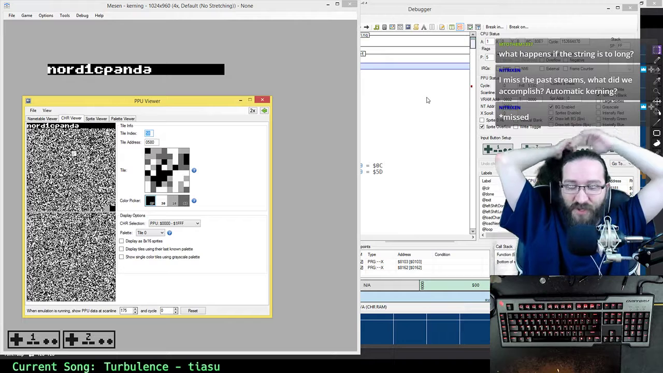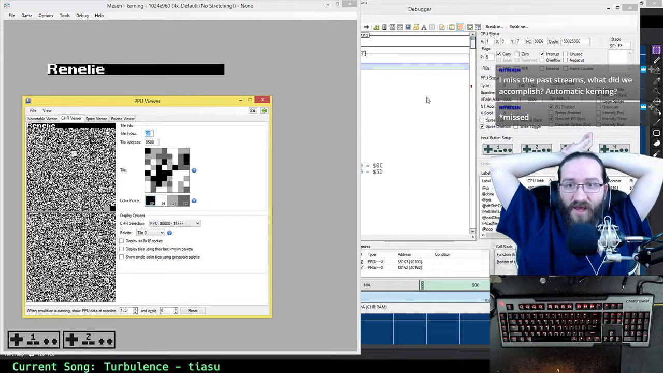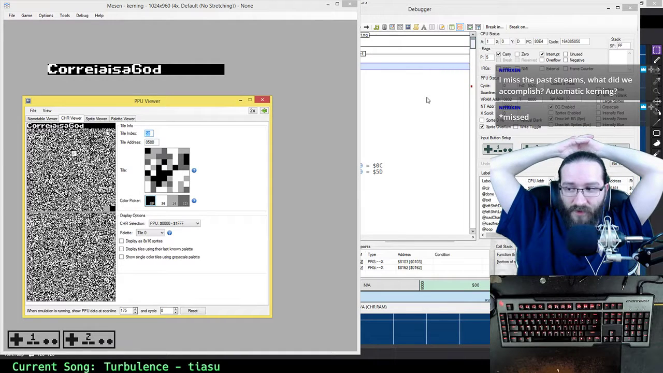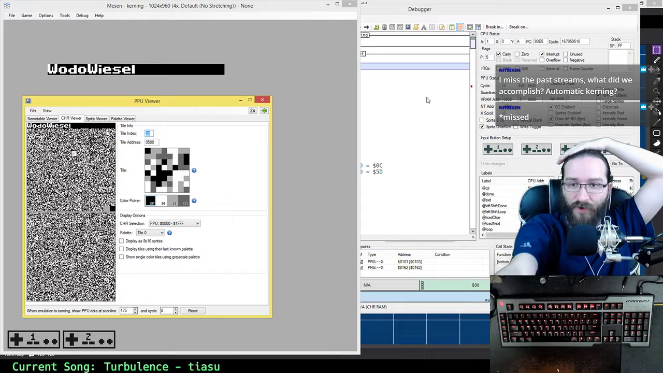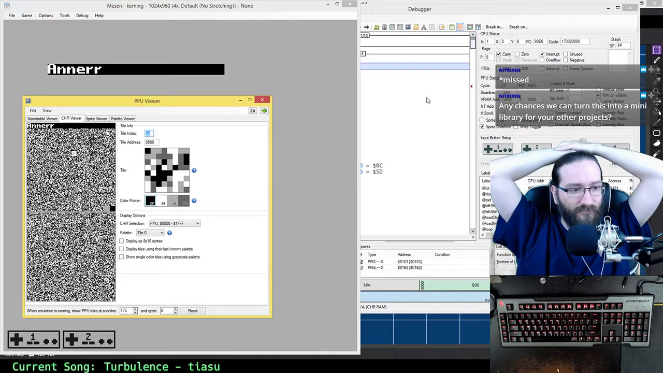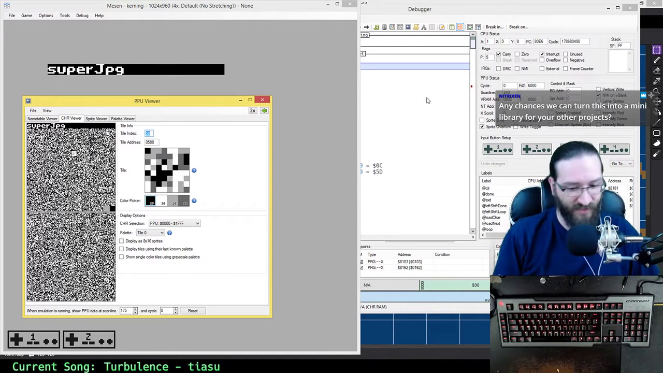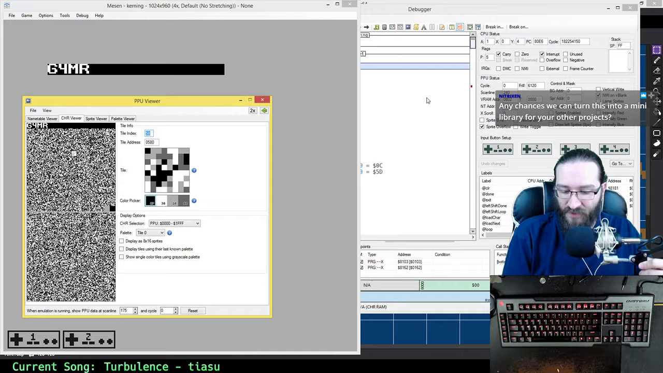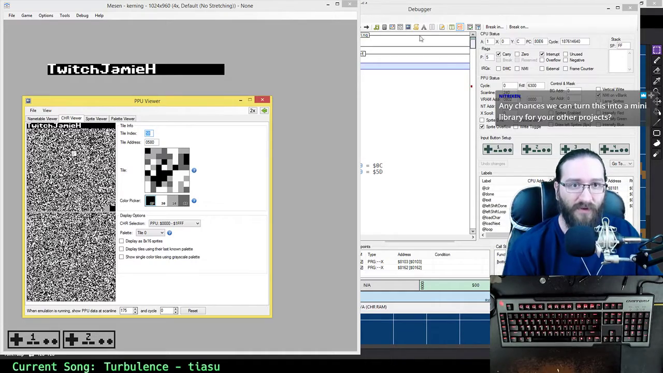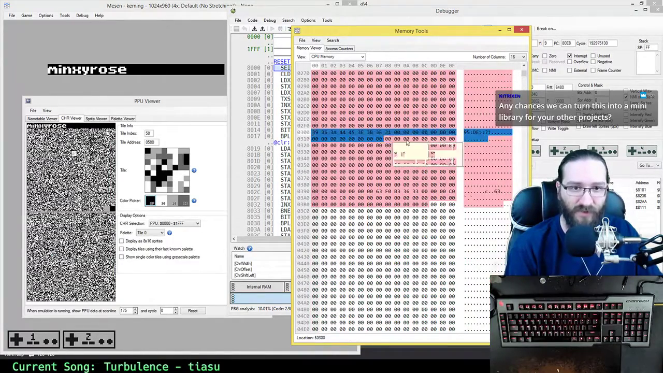So this right here is just given input text and font data. It's taking that and assembling it on demand, and writing it to the PPU every 8 or so frames. Any chances we can turn this into a mini library for your other projects? Absolutely. That's what I plan on doing anyway. It's like two functions. It's loading a name into RAM, and then reading that RAM address. I might actually streamline it a little bit so I don't have to load the name into RAM.